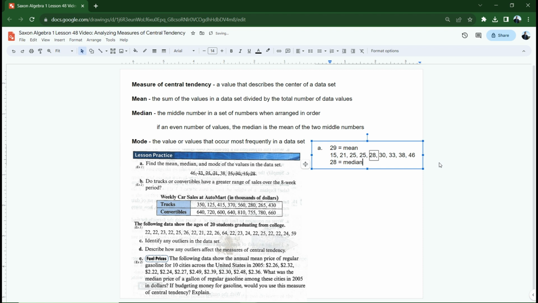28 median. And then the mode is the number that's listed most often. Every one of these numbers is listed just once, except for 25, which is listed twice. So 25 is the mode.